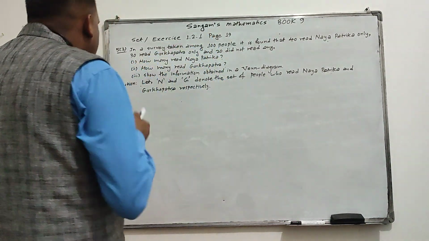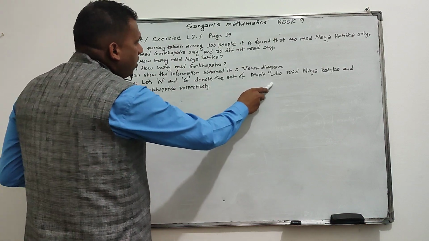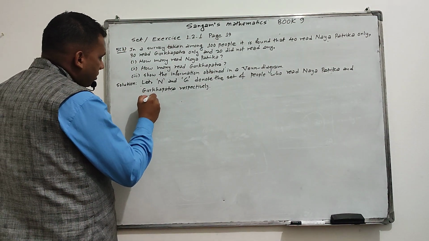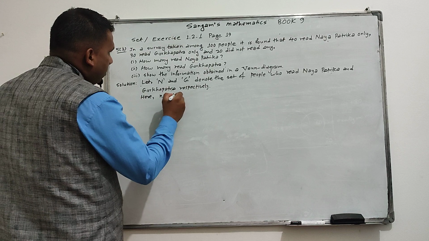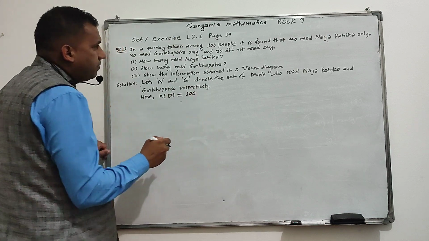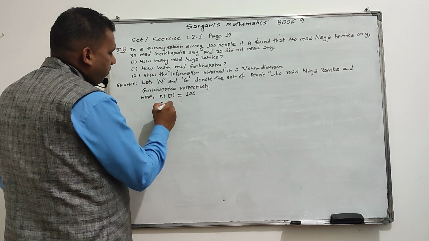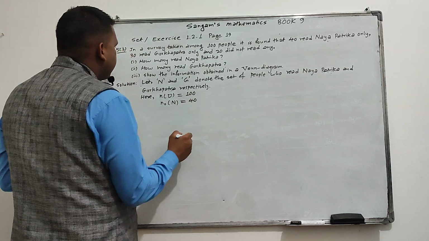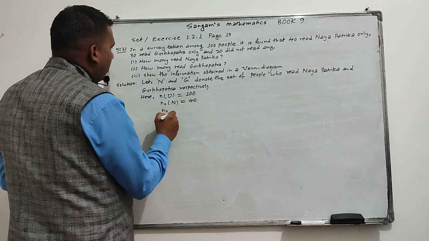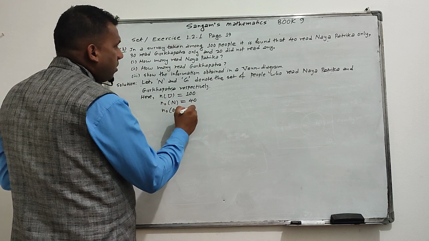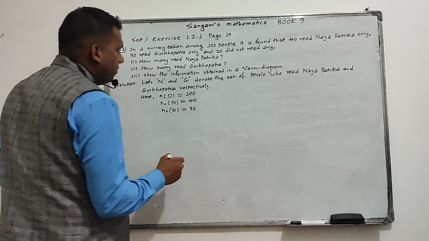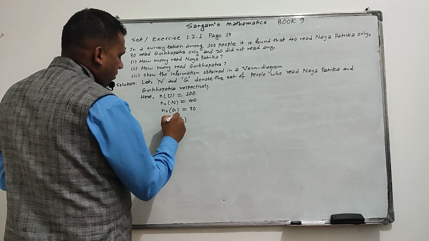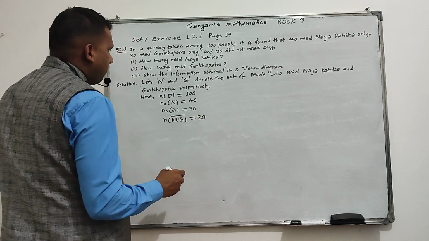Dear students, let N and G denote the set of people who read Naya Patrika and Gorkha Patra respectively. Here, number of U is 100. Number of only Naya Patrika, N not G, is 40. Number of only Gorkha Patra, G not N, is 30. 20 did not read any, that is number of (N union G) whole complement is 20.